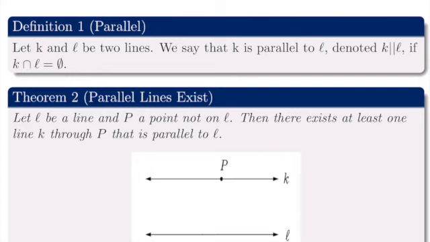The next theorem that we would like to recall is also from chapter 9, and it's theorem 9.3. This is just a theorem that says parallel lines do in fact exist. It says, let L be a line and P a point not on L, then there exists at least one line K through P that is parallel to L.